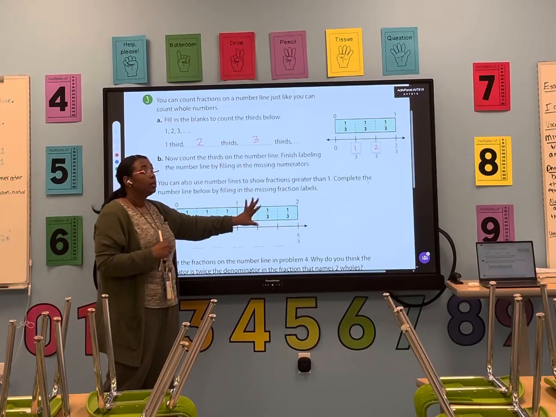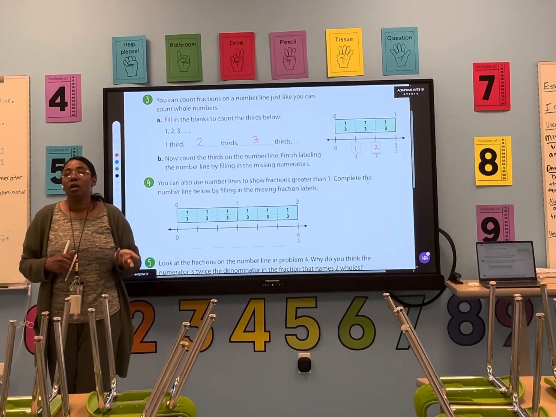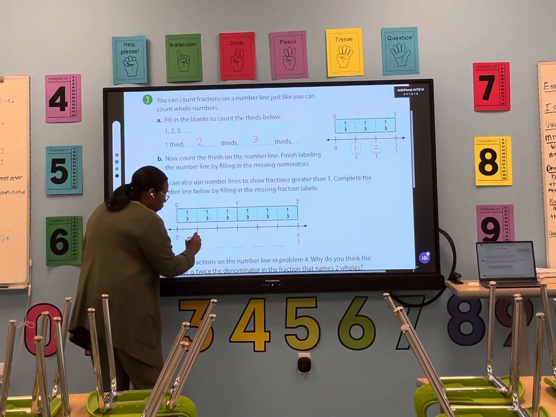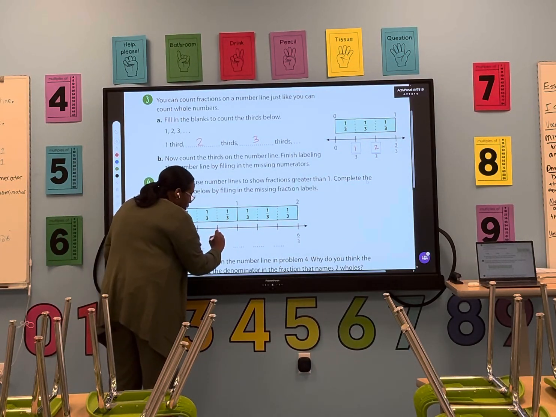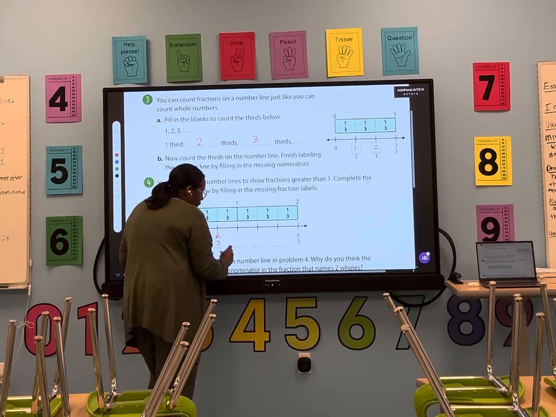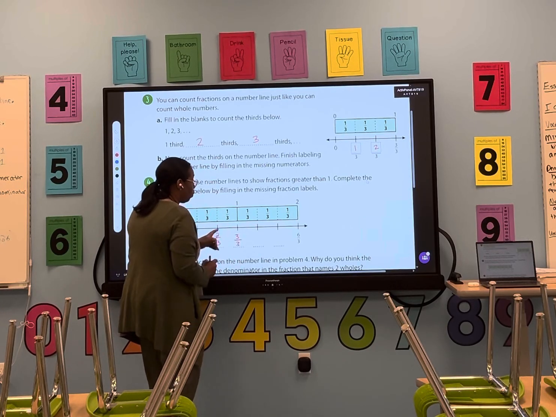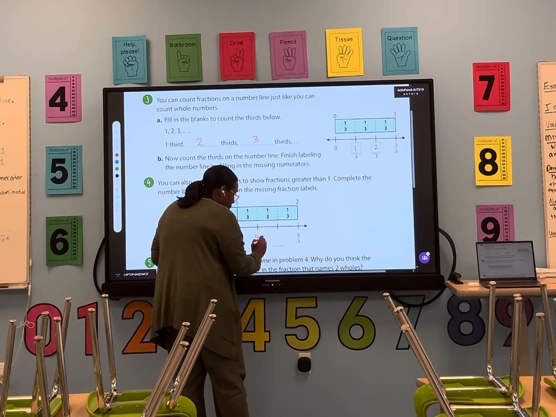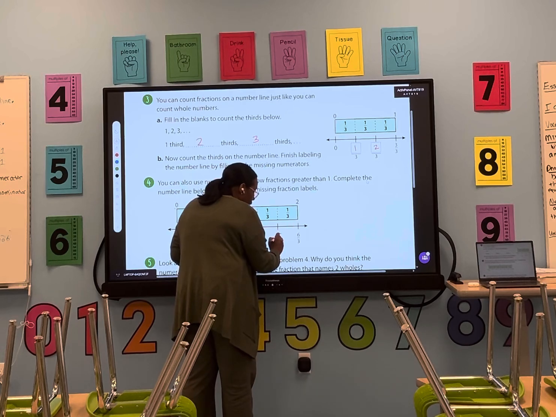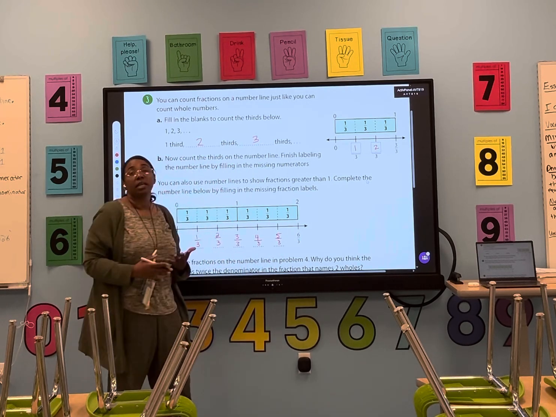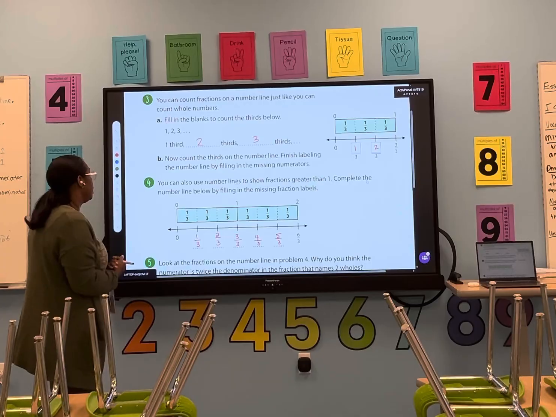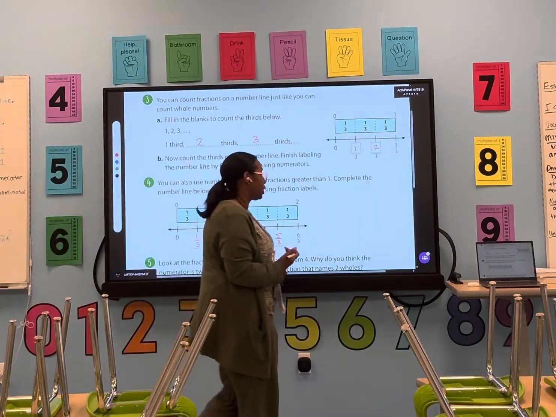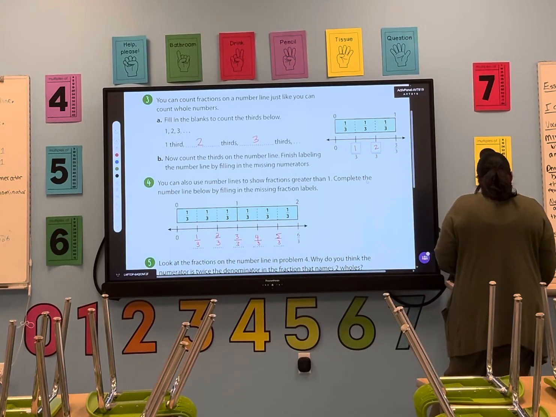Now, at the bottom, they want us to write or label the missing fractions. So it starts at 0/3, then it goes to 1/3, then 2/3, then 3/3, which is my one whole, then it goes to 4/3, then 5/3, and it ends at 6/3. And then that is the completed number line. All right, let's go to the last problem, which is number 5.